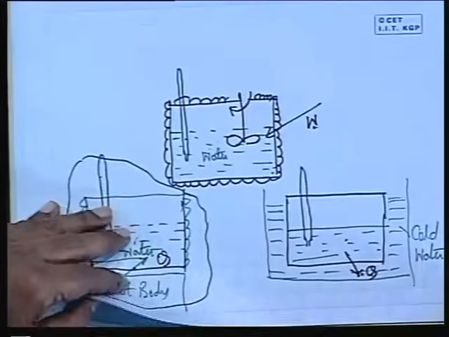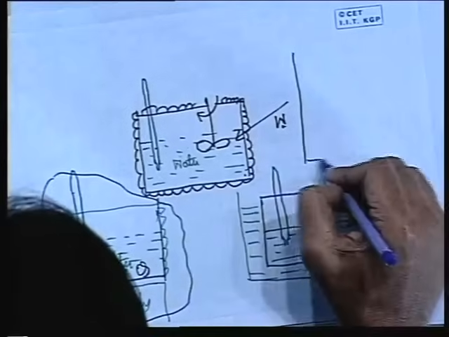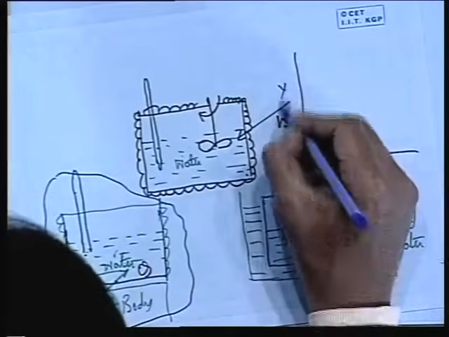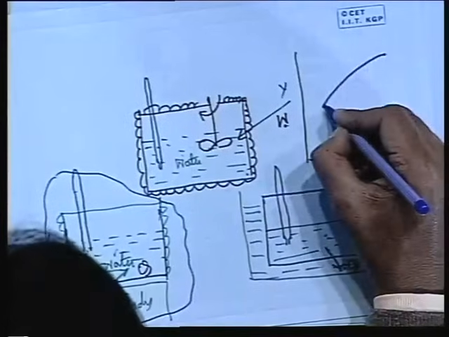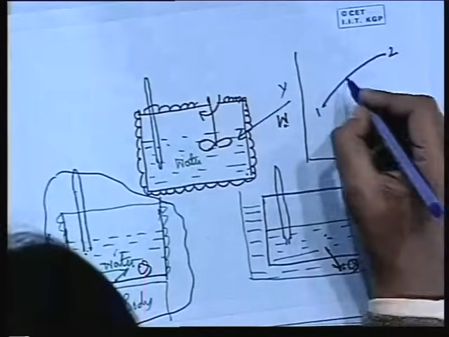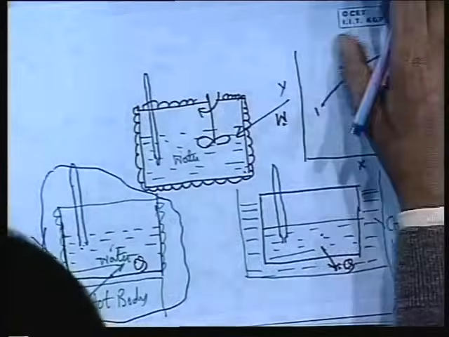Now, if I draw this as a cycle here, how can I show it in a thermodynamic cycle? For example, the first one is a process, it goes from state 1 to 2. Wait one minute, let me explain, then I will listen to your question.